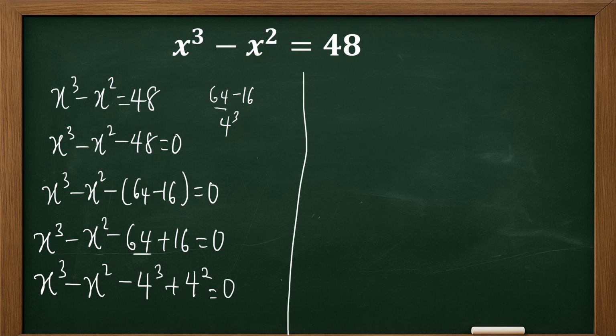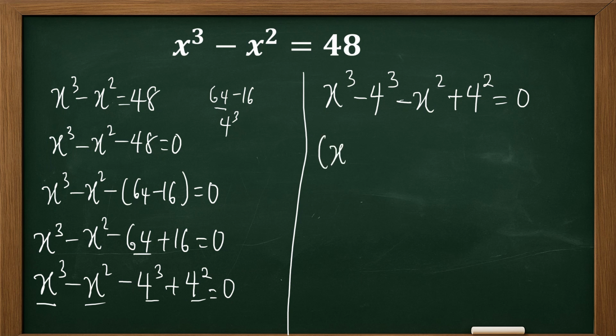Here we have two terms. We have the cube and we have the square. Let's group them together. So here I'm going to have x to the power of 3 minus 4 to the power of 3, then I'm going to have minus x to the power of 2 plus 4 to the power of 2 equals 0. Here, let's put this in parentheses to make more sense: x to the power of 3 minus 4 to the power of 3, minus x to the power of 2 minus 4 to the power of 2, equals 0.